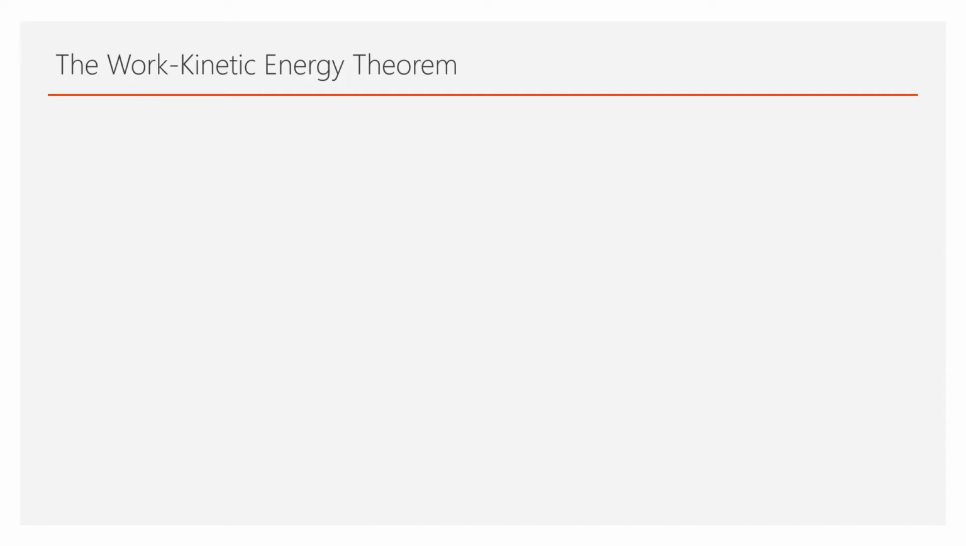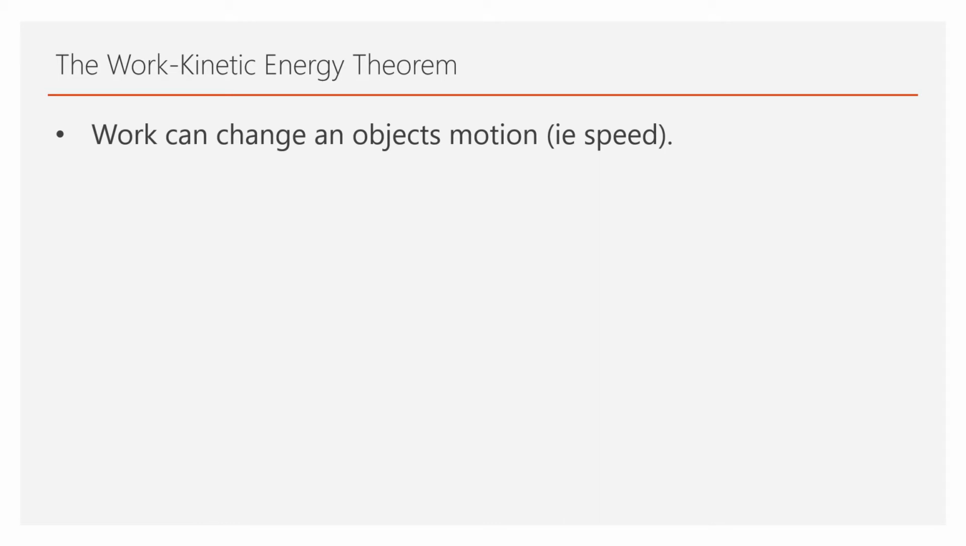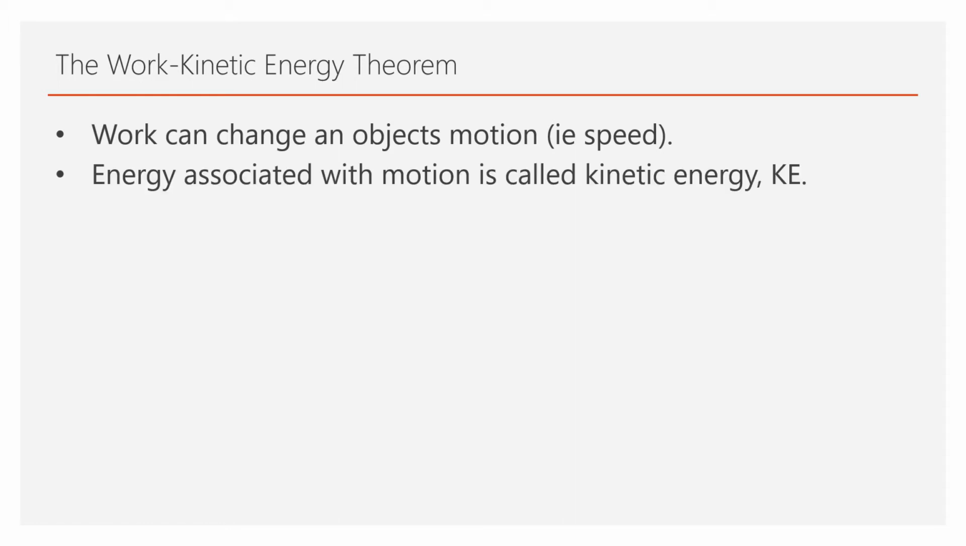Let's now look at the work-kinetic energy theorem. As shown on the previous slide, work can change an object's motion. That is to say, work can change an object's speed. Energy associated with motion is called kinetic energy, or KE for short. The work-kinetic energy theorem says that the net work done on an object is equal to the change in that object's kinetic energy.